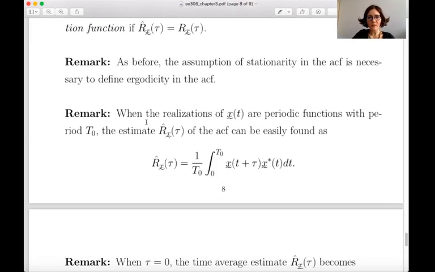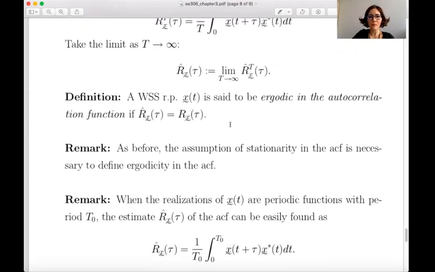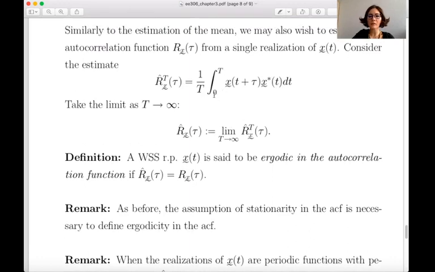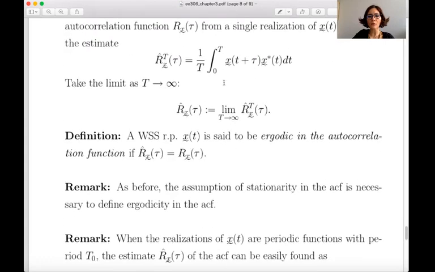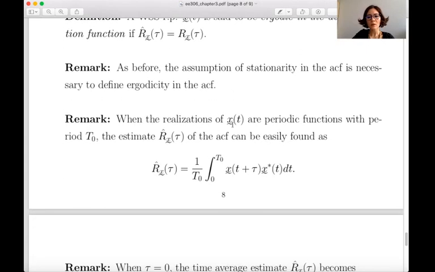Okay, another remark, when the realizations of x of t are periodic functions with period T0, then for this estimate, we have to take this integral between 0 and T, and then take the limit as T goes to infinity, so you have some calculations to make. But in the simple case where x of t is periodic, you don't have to evaluate an infinite integral in here. It's sufficient to evaluate the integral over a single period. So T0 would be the fundamental period of your random process. So it's enough to take this time average over a single period.